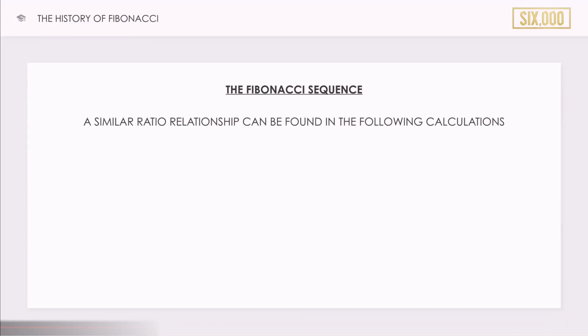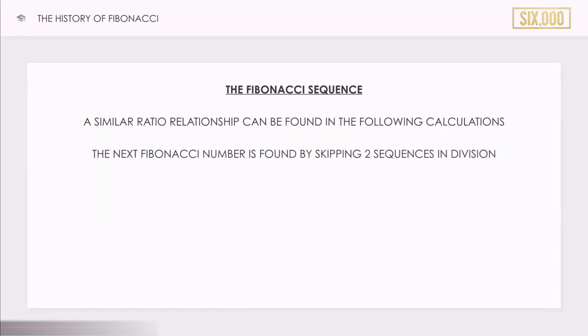A similar ratio relationship can be found in the following calculations. The next Fibonacci number is found by skipping two sequences in division. So we're now taking 21 and we're skipping two numbers, 34, 55, and we're dividing by 89. This gives us 0.236. Now, this isn't a ratio we commonly use in harmonic trading or at all. It may have future purposes, but at the moment it doesn't. It is popular in financial markets though, and it is used in trend-based strategies.